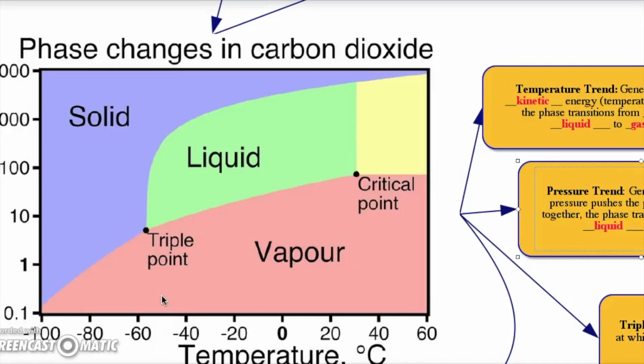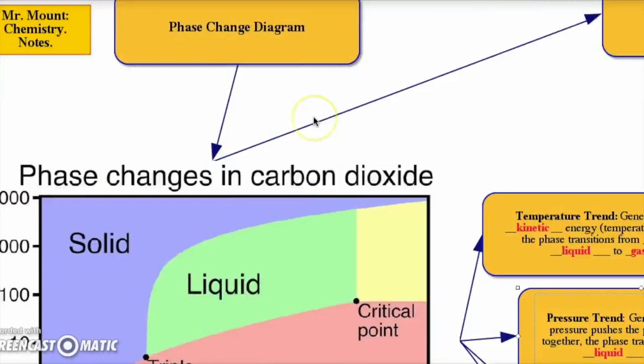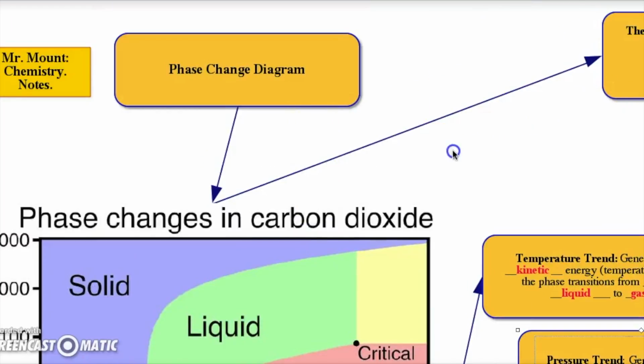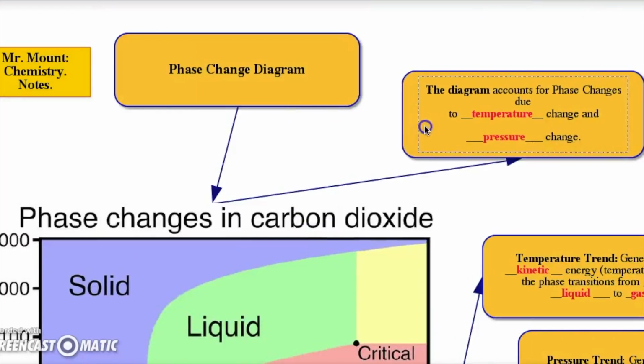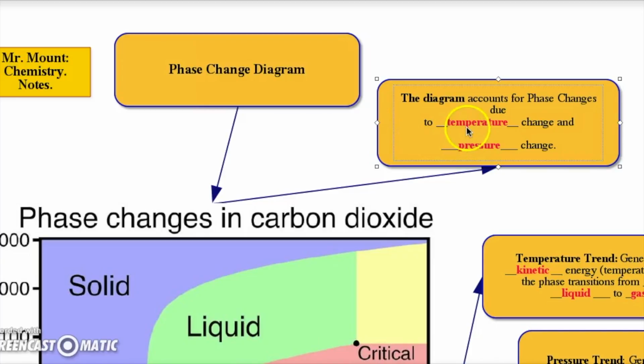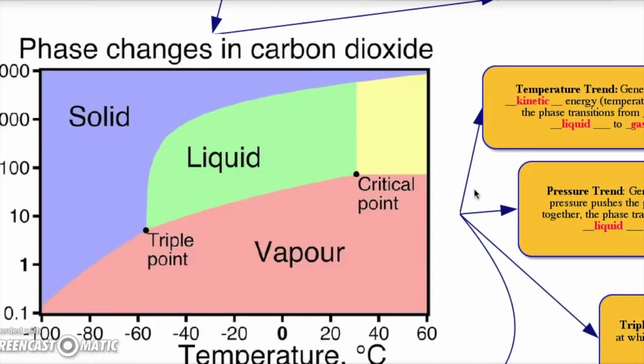Okay, in this video, we're going to take a look at phase change diagrams. Phase change diagrams take into account temperature and pressure and how they cause phase changes. You may know that phase changes occur if you heat or cool a substance, but you should also realize that phase changes occur if you change the pressure of a substance. That can also make a phase change happen.